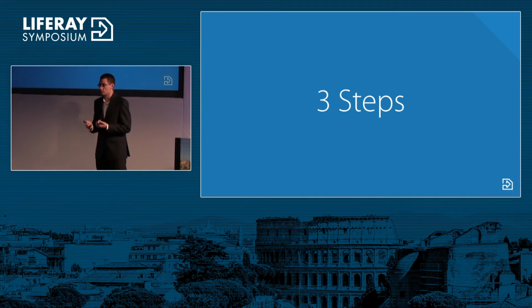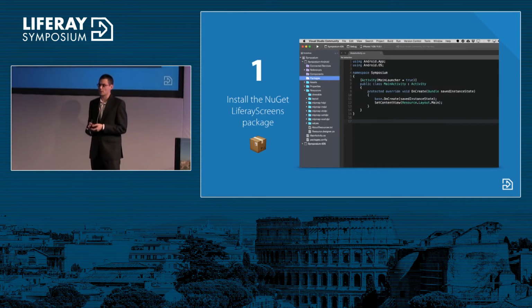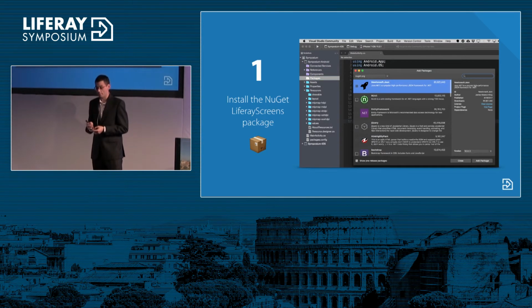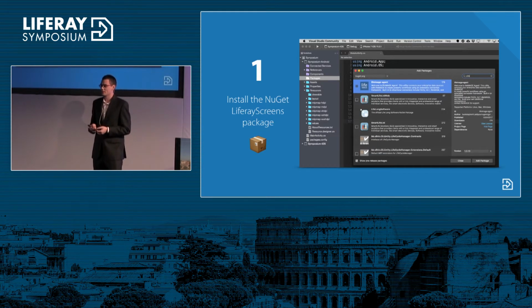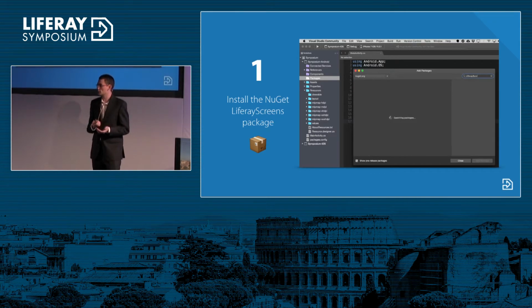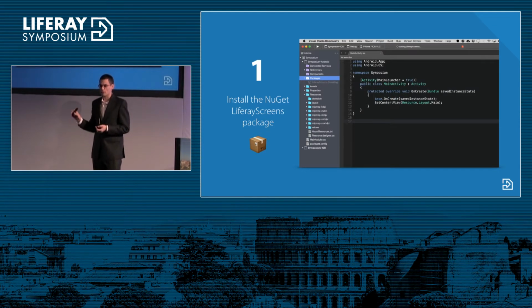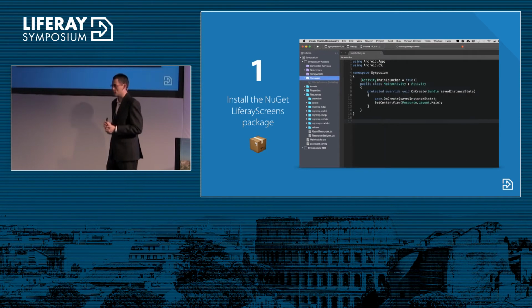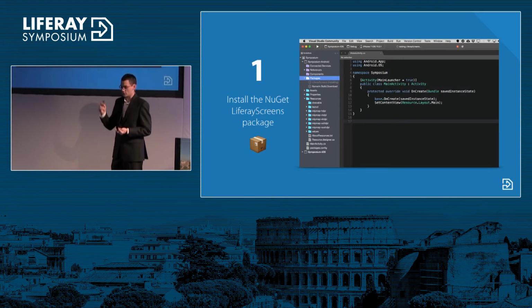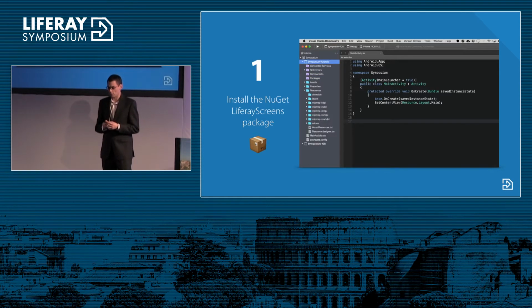So to be able to use it, it's quite simple. You just have to do 3 steps. They are really, really easy. So with whichever Xamarin IDE you are using, you just have to install the Liferay Screens packages. It's a NuGet library. You will do it in the same way as you are already installing NuGet libraries. If you are using Xamarin, you have a beautiful IDE support which lets you search the NuGet packages. Just search for Liferay Screens and that's all.